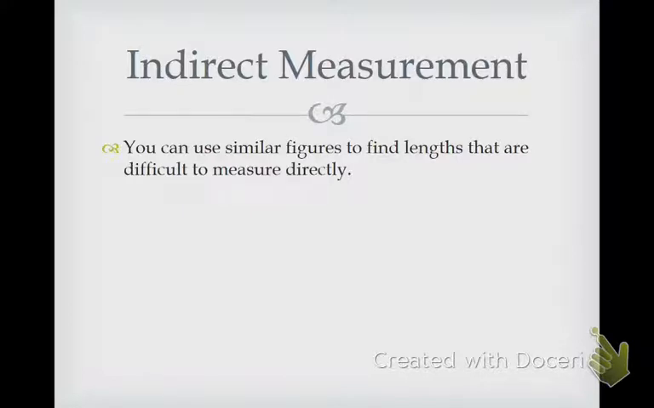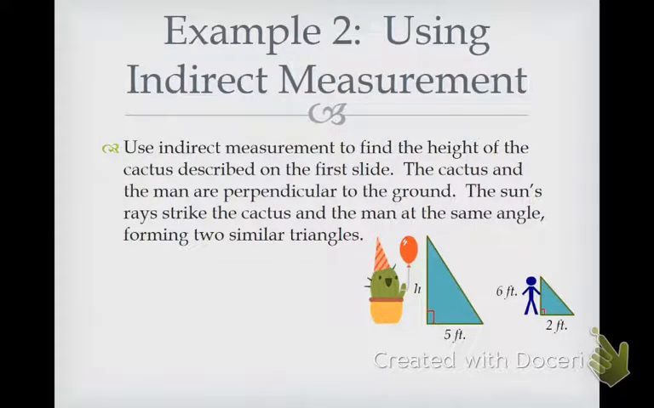All right, so we have a cactus example. You like my cute little cactus? Okay. It says, the height of the cactus is unknown, but it casts a shadow of 5 feet. The man is 6 feet tall and casts a shadow of 2 feet. So we can set up a proportion to find the height of the cactus.